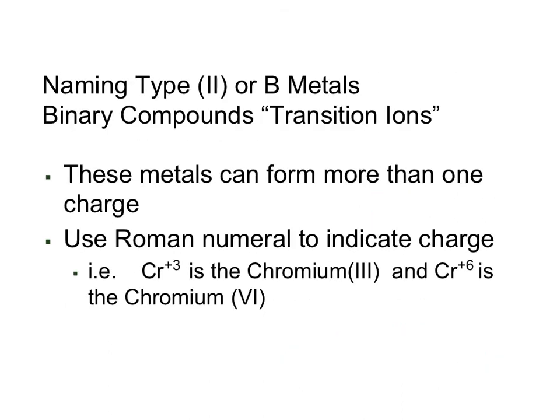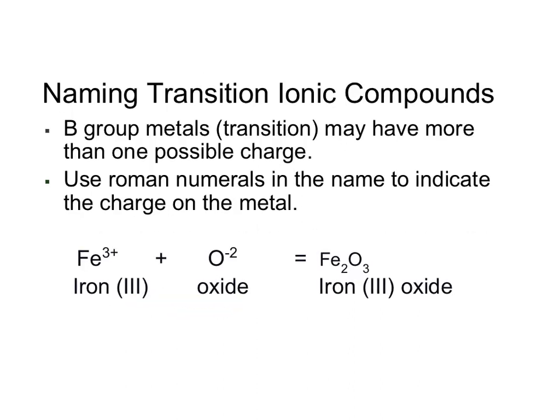Remember, though, that transition metals will form variable charges. Therefore, our name has to indicate what the charge on that metal is. For instance, chromium can form either a +3 ion, which we would name chromium(III), or a +6 ion, which we would name chromium(VI). And so that charge will be reflected in the final name of the compound.